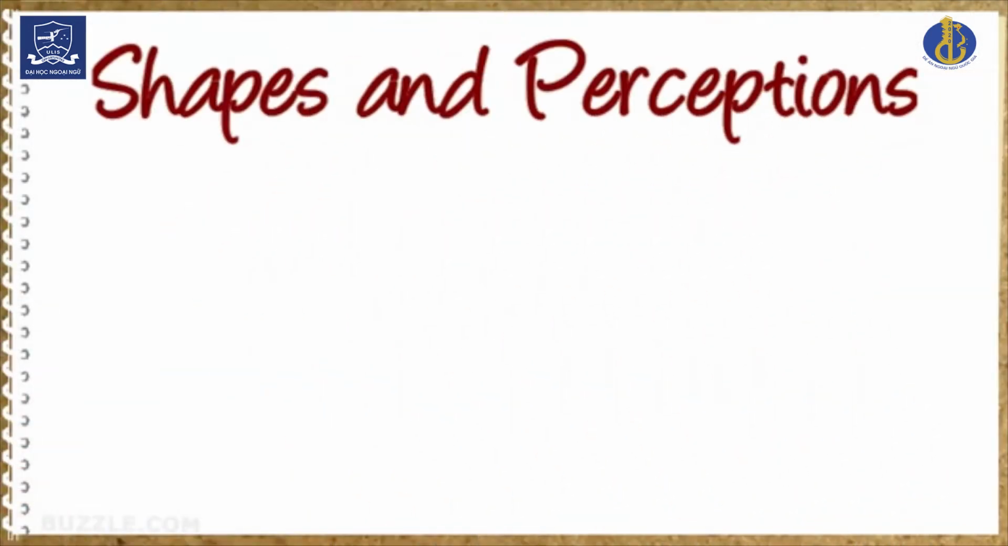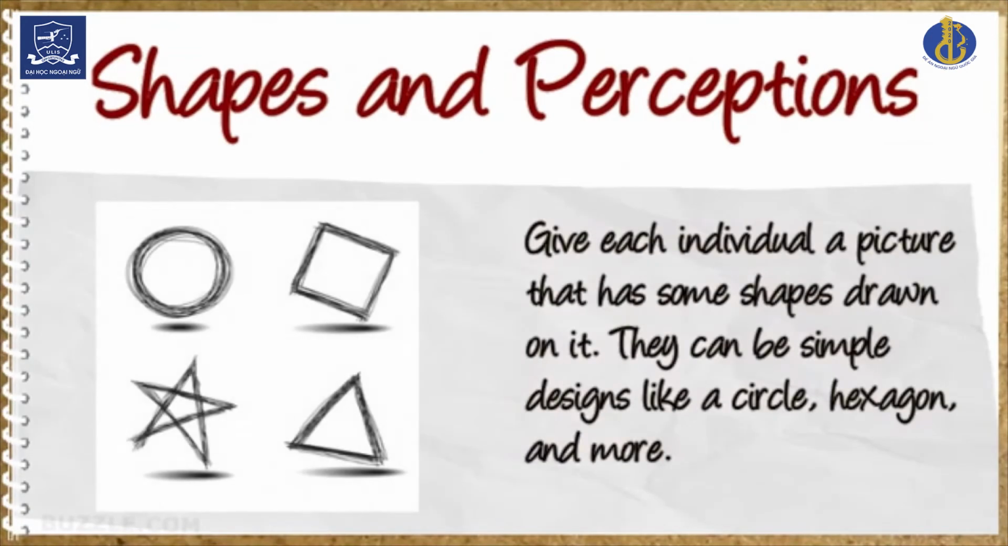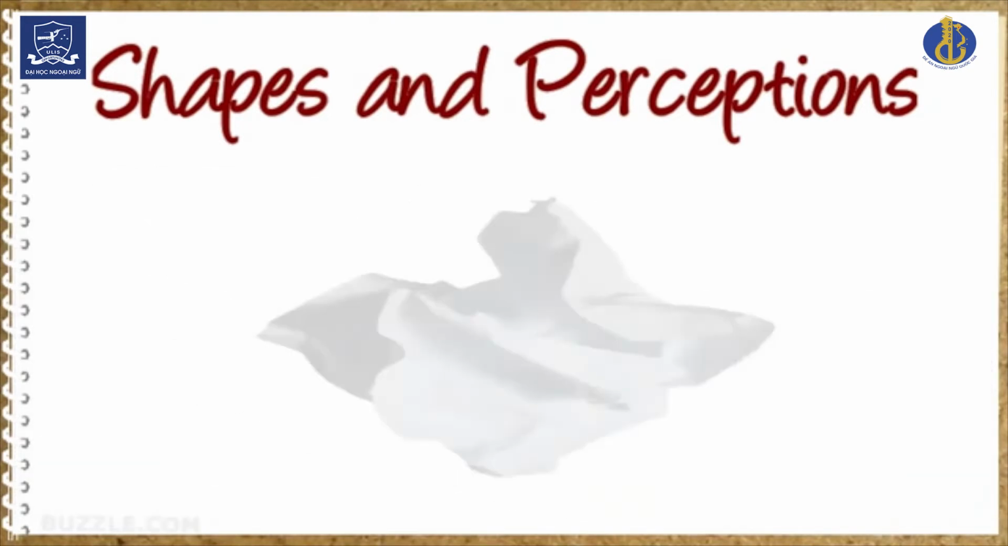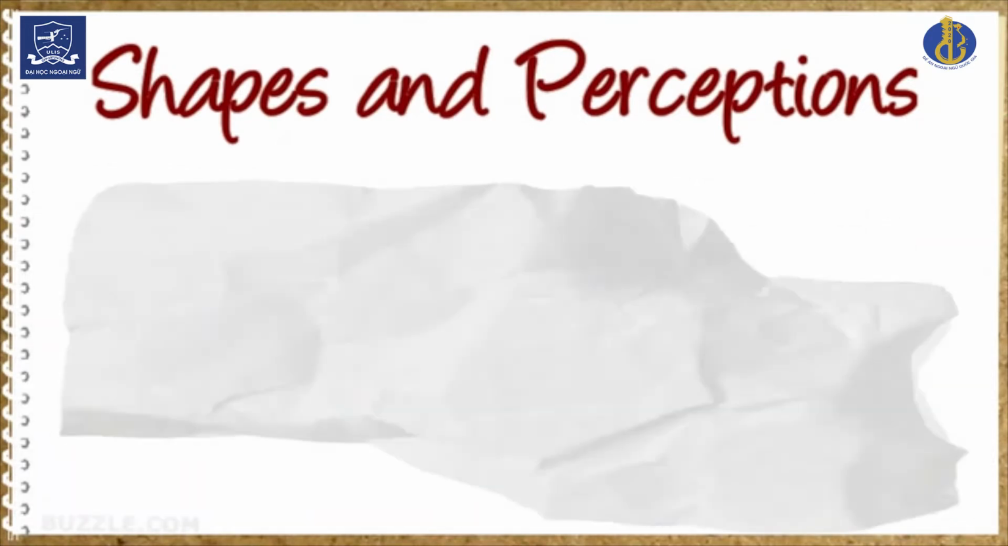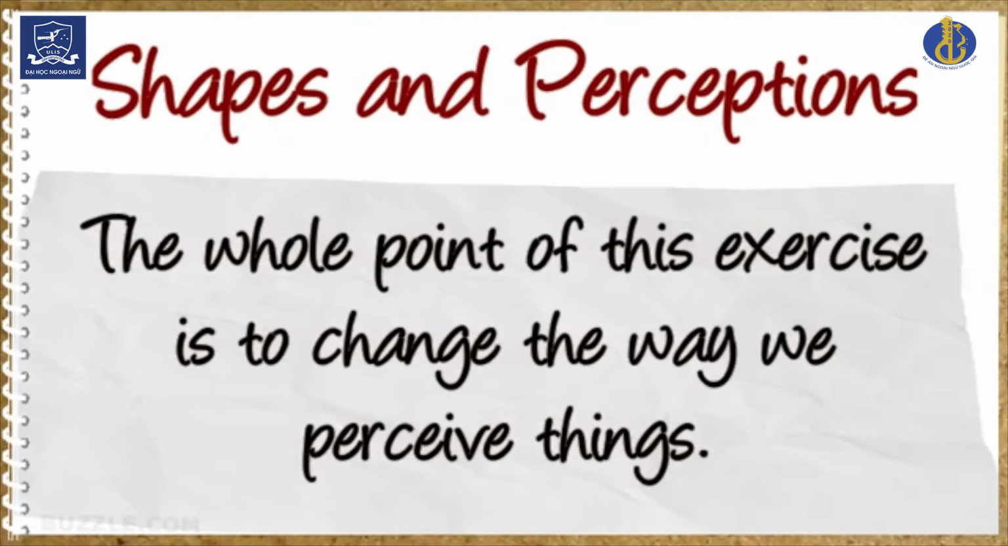Shapes and perceptions. Give each individual a picture that has some shapes drawn on it. They can be simple designs like a circle, hexagon, and more. Now, ask them to describe the shapes in ways that are different from the obvious. Like, describing a circle as a basketball or even the sun. The whole point of this exercise is to change the way we perceive things.